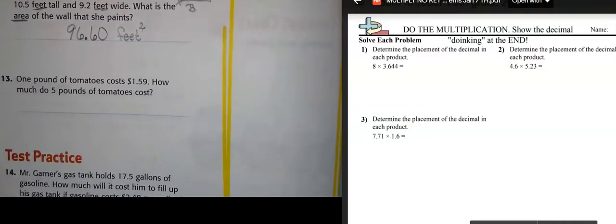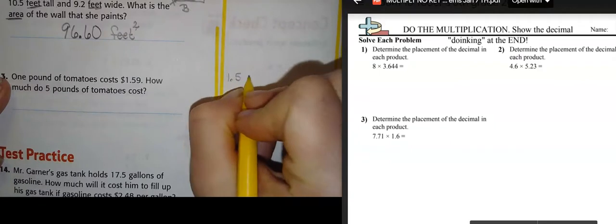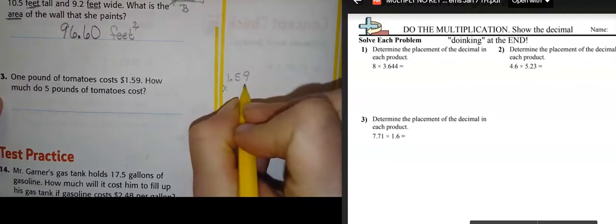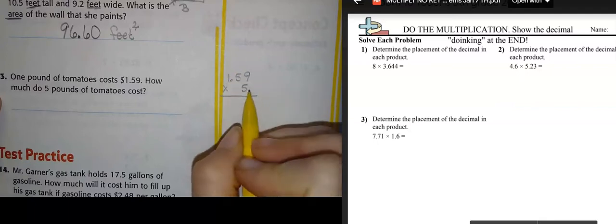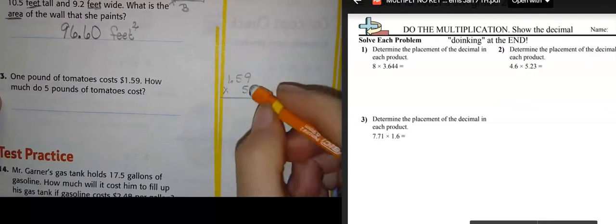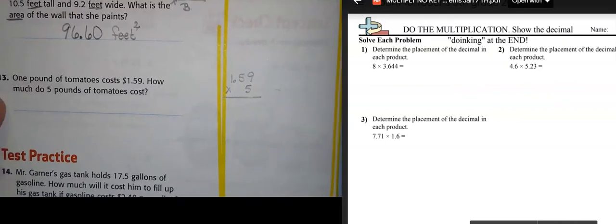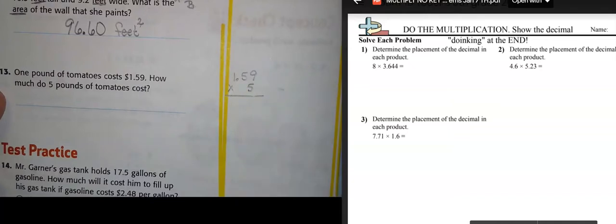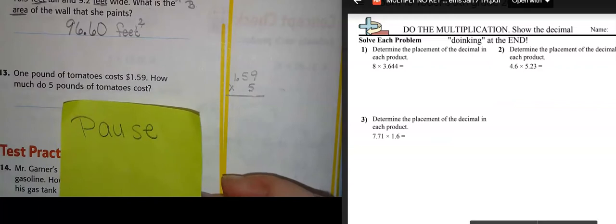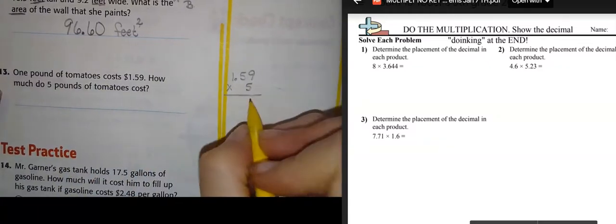Number 13. $1.59. We're going to pay that 5 times. The decimals totally don't line up. There's nothing past the decimal here in my 5 whole pounds that I'm buying, but that's what it would look like. Now you just multiply and get your answer. So pause. Now here is the way it should look.